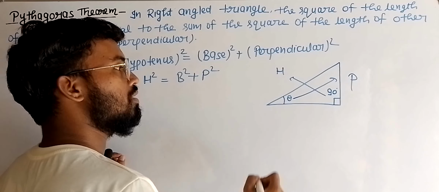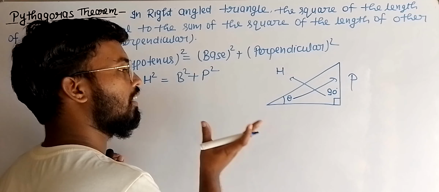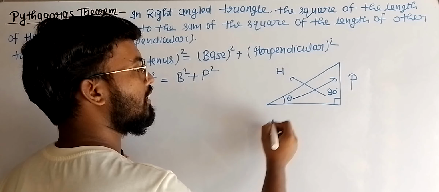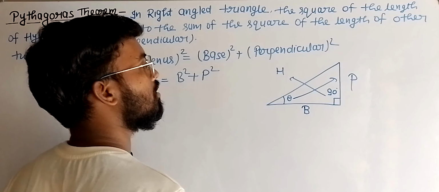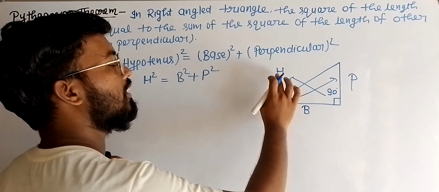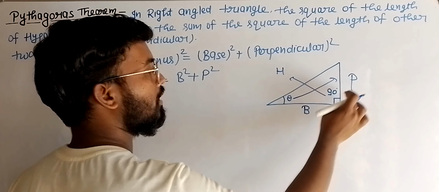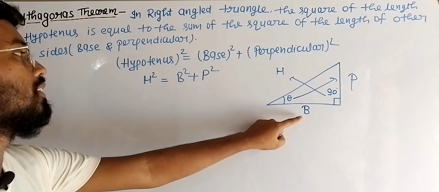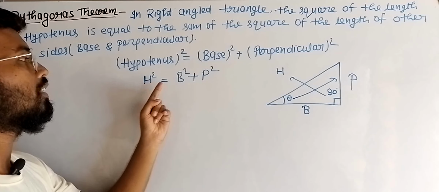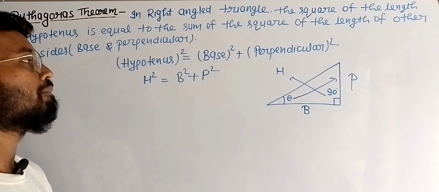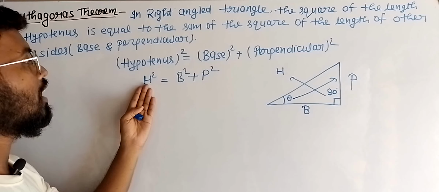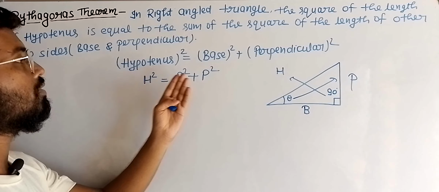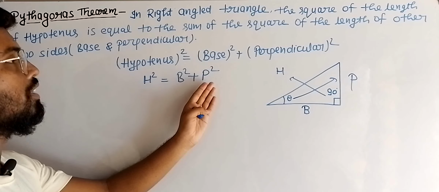Now the side which is attached to angle theta will become the base. So in this way, this will become the hypotenuse, this the perpendicular, and this the base. From here, h square is equal to b square plus p square, on the basis that the square of hypotenuse is equal to base square plus perpendicular square.